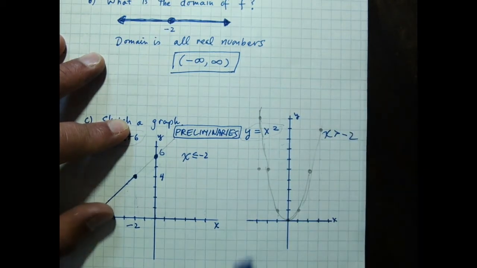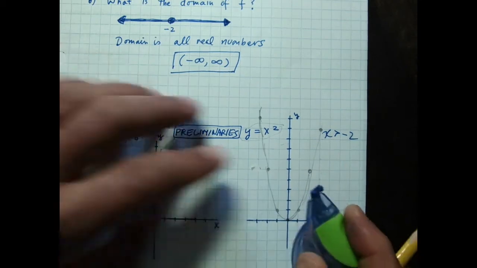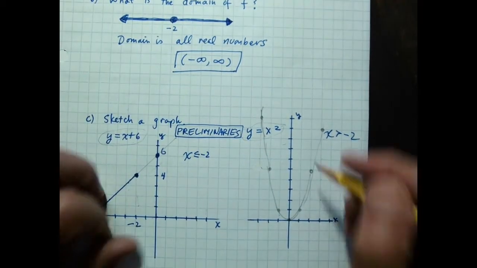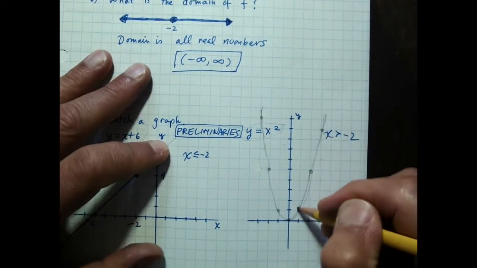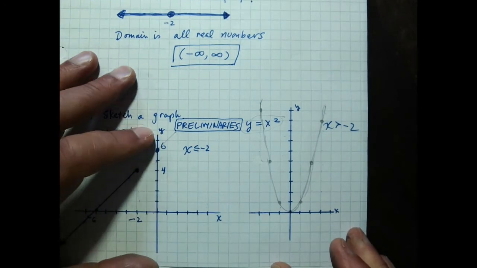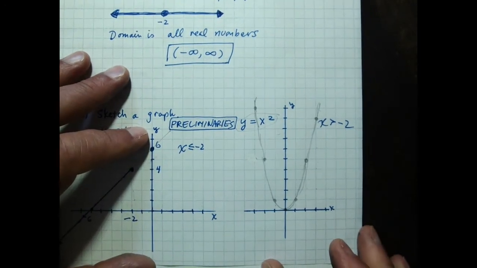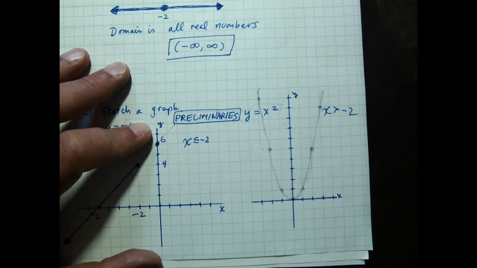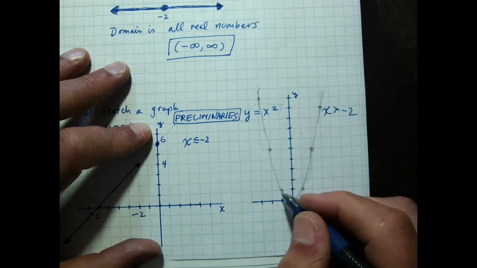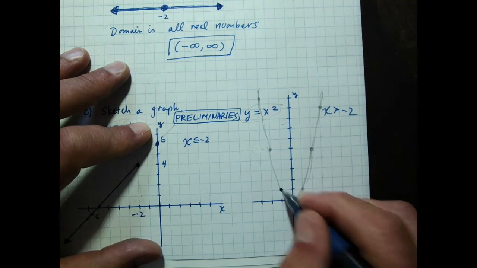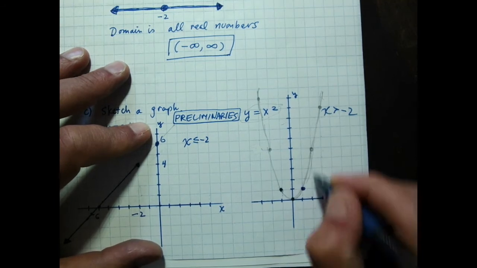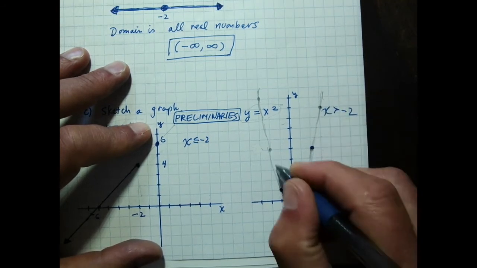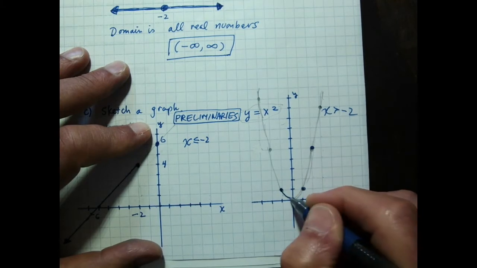I don't have an eraser handy. Let's do that. All right, so we know our y equals x squared graph. But now we only want to consider the portion of this graph when x is greater than negative 2. So certainly for negative 1, 0, 1, 2, 4, 3, 9, we want this piece here.